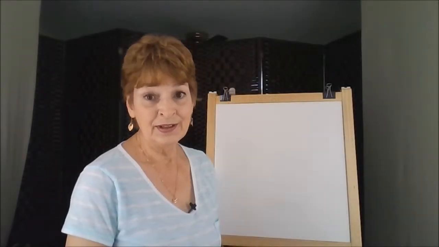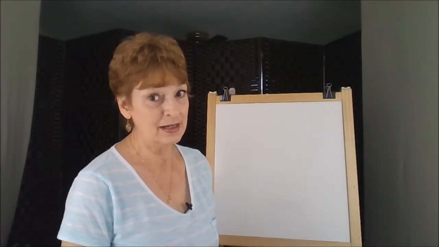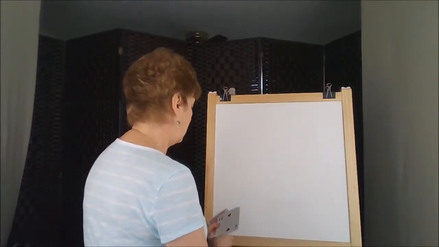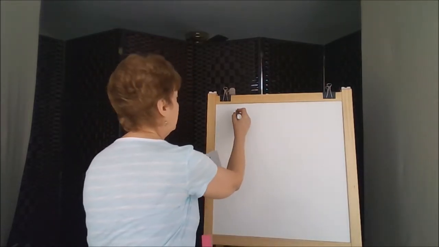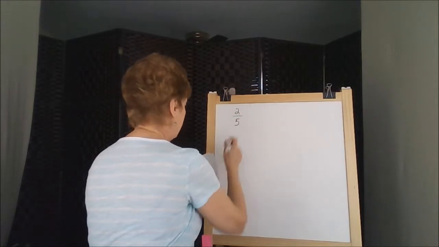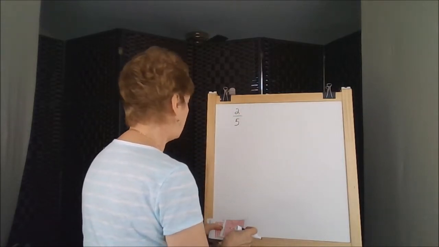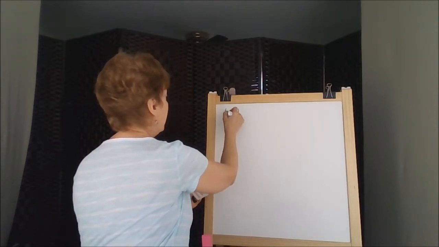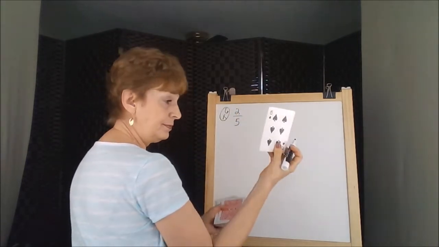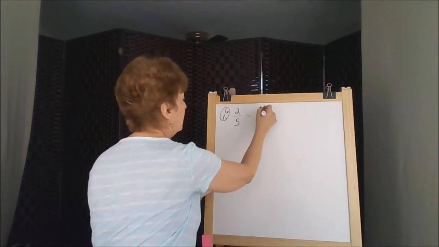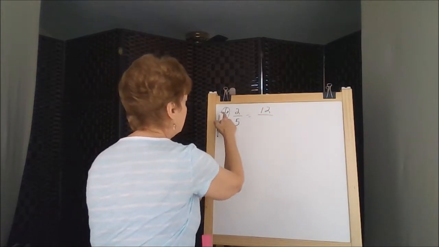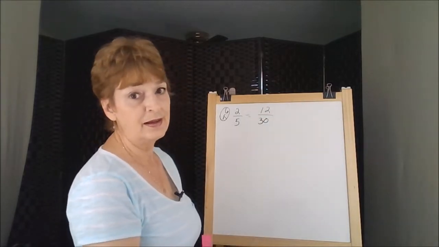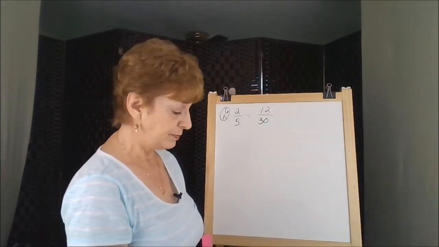So making equivalent fractions through multiplication is fairly easy. You would have, let's say, 2/5. You can get an equivalent fraction by just simply multiplying by another number. In this case, 12. 6 times 5 is 30. You've successfully made an equivalent fraction.